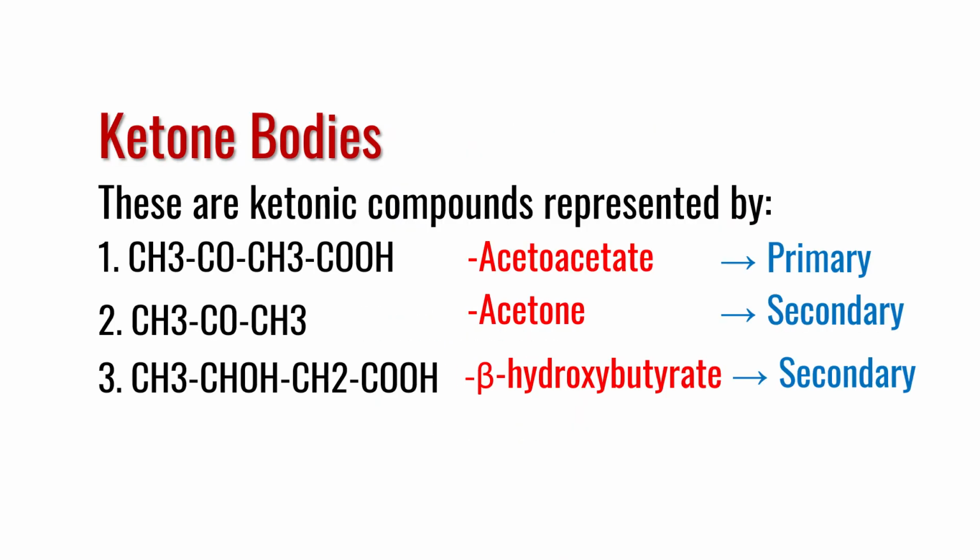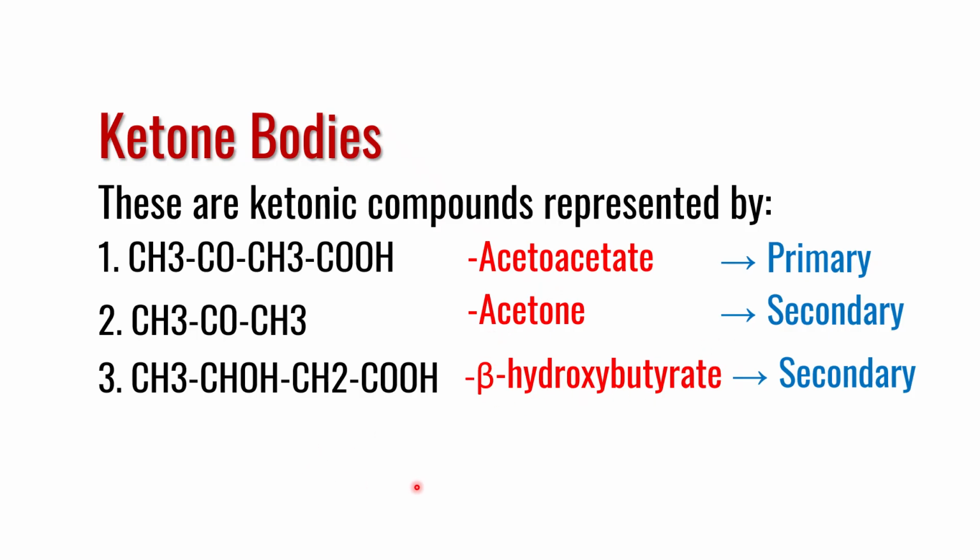Ketone bodies are ketonic compounds represented by three. First one is acetoacetate. This is the primary ketone body. This is used to derive the other two. Second is acetone, and third one is beta-hydroxybutyrate. Acetone and beta-hydroxybutyrate are secondary ketone bodies.